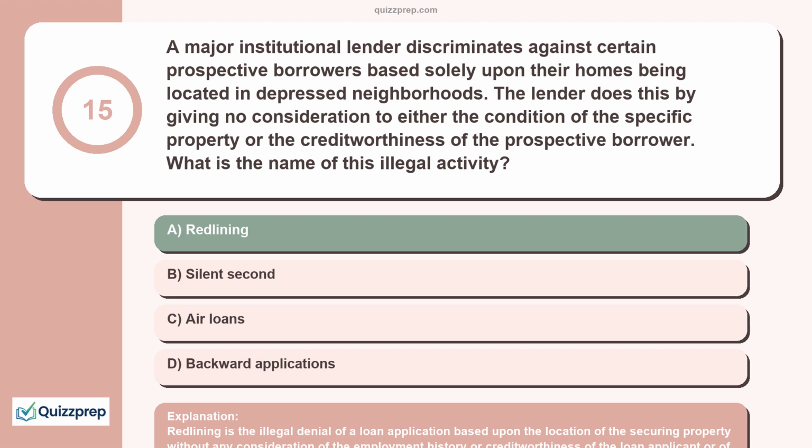C is incorrect. An heir loan is another type of mortgage fraud perpetrated upon lenders. This involves getting a mortgage loan on a parcel of real estate that does not exist. D is incorrect. A backward application is another type of mortgage fraud committed on lenders. Here, the buyer finds a desirable property and lies about his or her income in order to qualify for a purchase money mortgage.